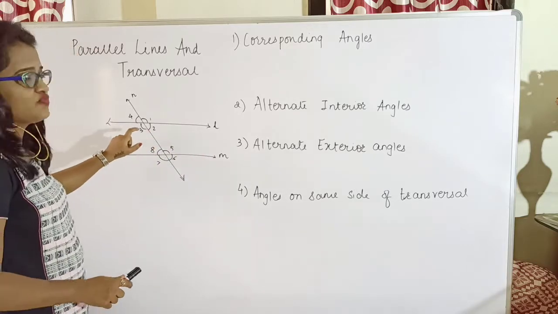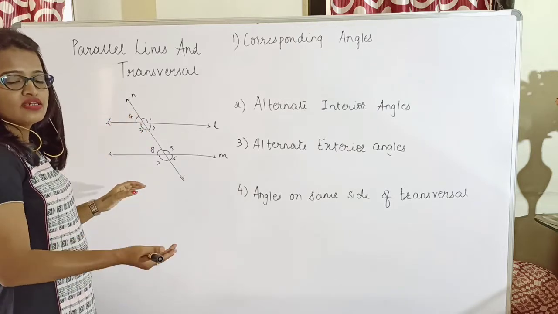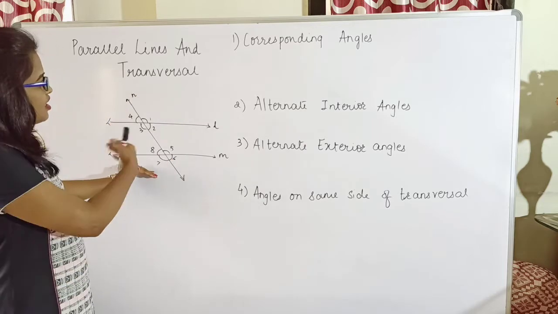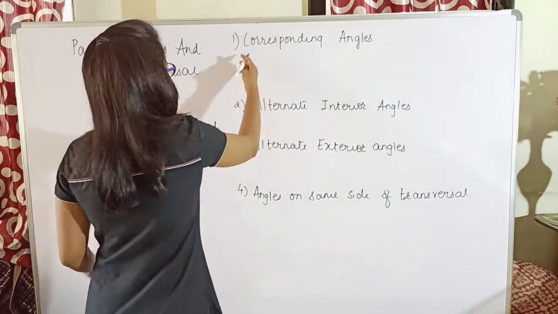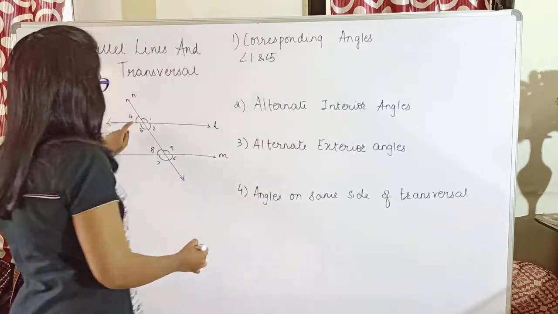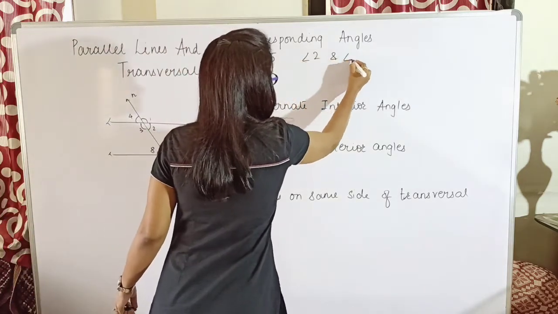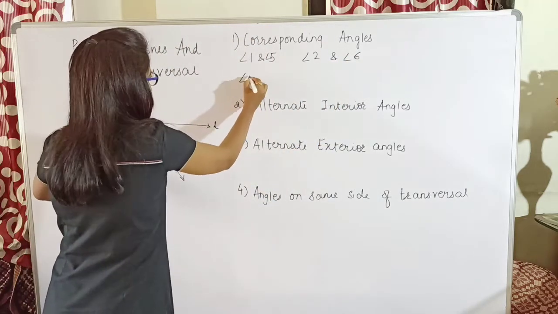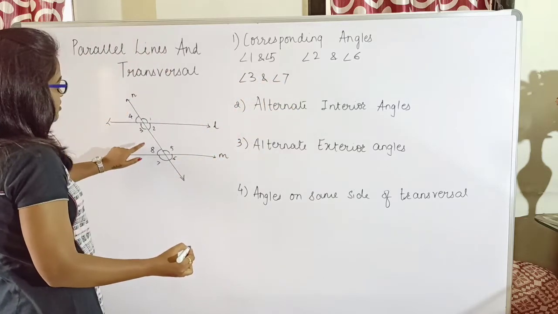So what are the pairs of corresponding angles? How do you define corresponding angles? The angle which is above to the right side of one line, and the same angle above to the right side of another line. So angle 1 and angle 5 is the first pair. Second pair is angle 2 and angle 6. Third pair is angle 3 and angle 7. Whereas the fourth pair is angle 4 and angle 8.